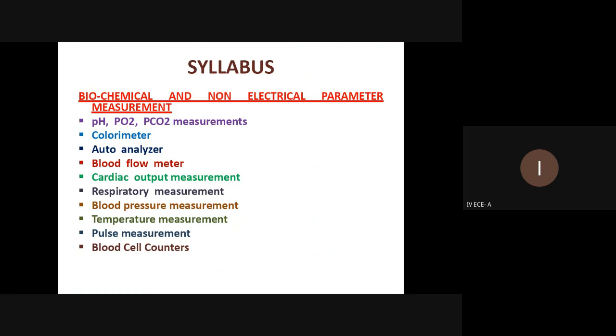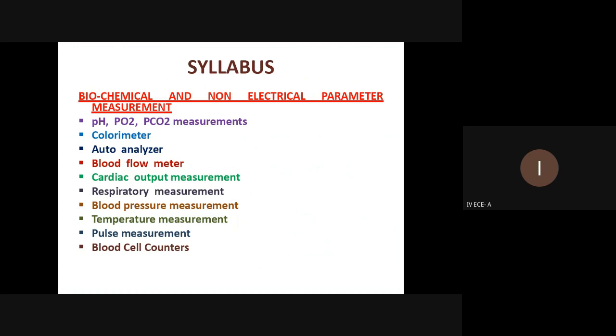So actually what is meant by pH measurement? In our body, the chemical balance can be determined by the pH value of blood and other body fluids. That is, pH is defined as the hydrogen ion concentration of a fluid. It is the logarithm of the reciprocal of the hydrogen ion concentration. So that is pH measurement.